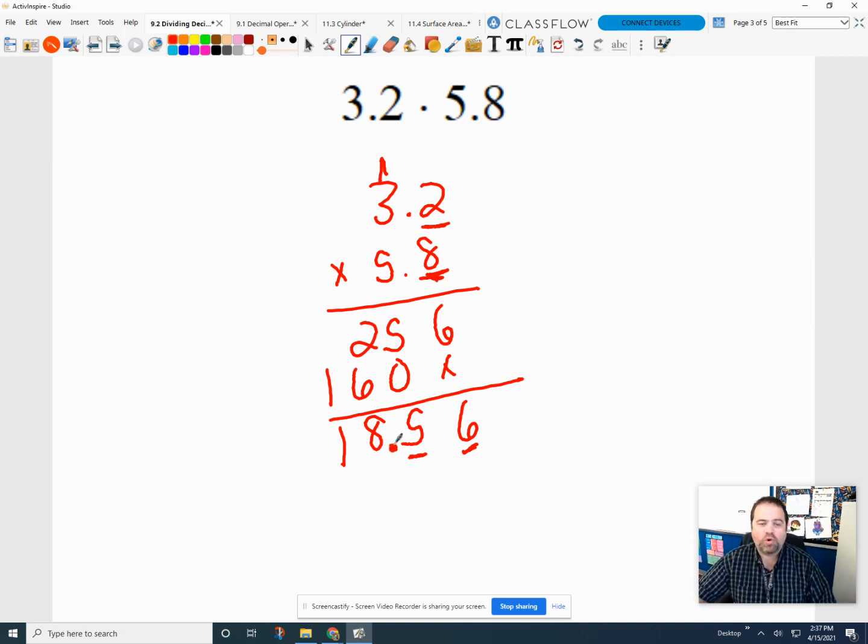It's 18.56. Okay, the multiplication rules are the same. If you multiply a positive and a negative, your answer is negative, and so on. I wanted to focus on the rules, so these are all positive. Your homework's all positive, but those things are still out there if we ever get to them.